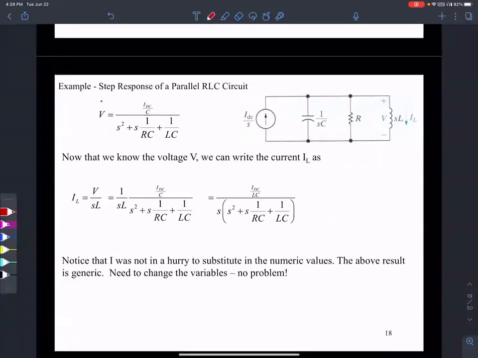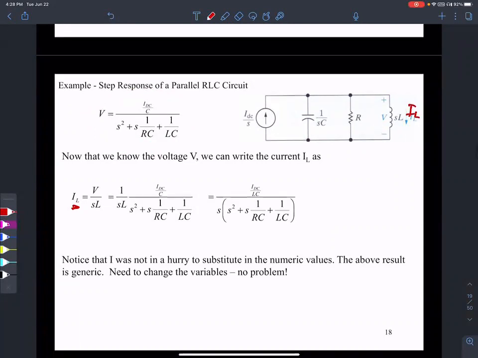So if you're asked to find the value of V, you can find the value of V, plug in the values of R, C, and L, and you'd get an expression for V. If you're asked to find the value of IL, then you would calculate V over SL and then plug in the values for R and C.